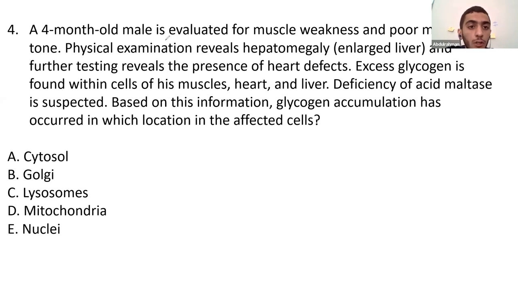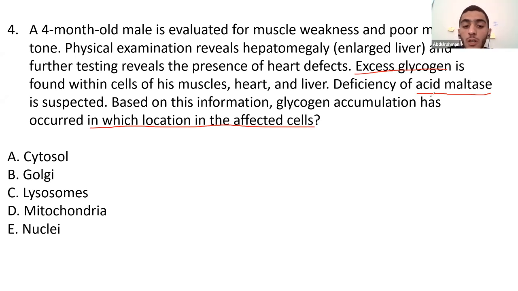Okay, so I'm gonna read it now. A 4-month-old male is evaluated for muscle weakness and poor muscle tone. Physical examination reveals hepatomegaly and basically an enlarged liver. And further testing reveals the presence of heart defects. Excess glycogen is found within the cells of his muscles. So we have an excess glycogen, right? So basically the glycogen is not being broken down. A deficiency of an acid maltase enzyme is suspected. Based on this information, glycogen accumulation has occurred in which location in the affected cell?